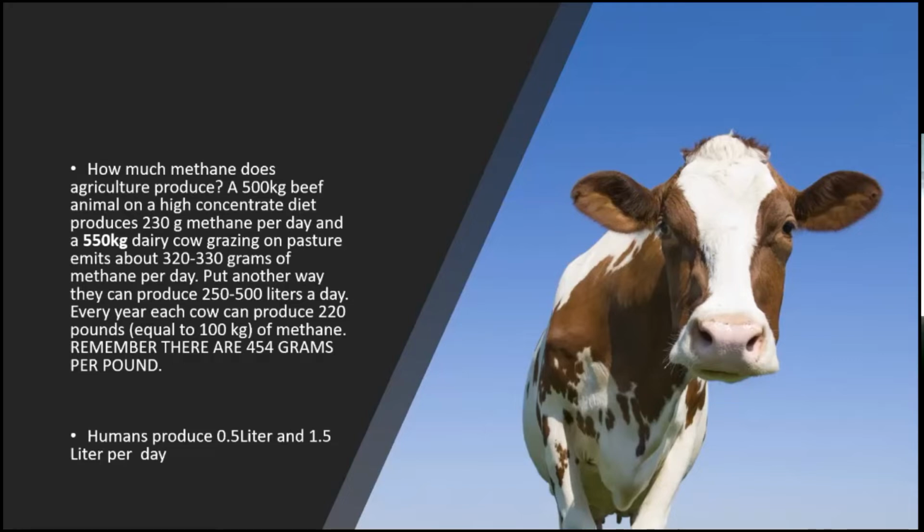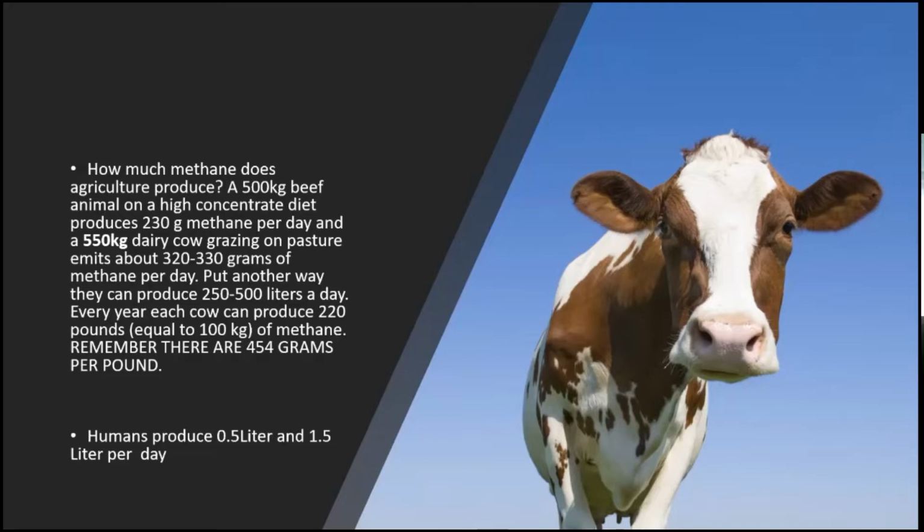So anyway, let me read this to you. A 500 kilogram beef animal on a high concentrate diet produces 230 grams of methane per day, which is a little over half a pound. Half a pound of methane per day, all right?